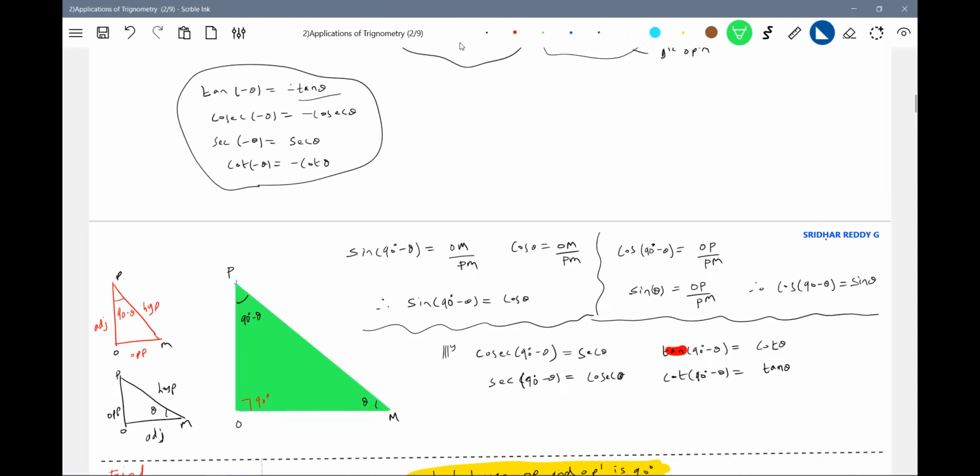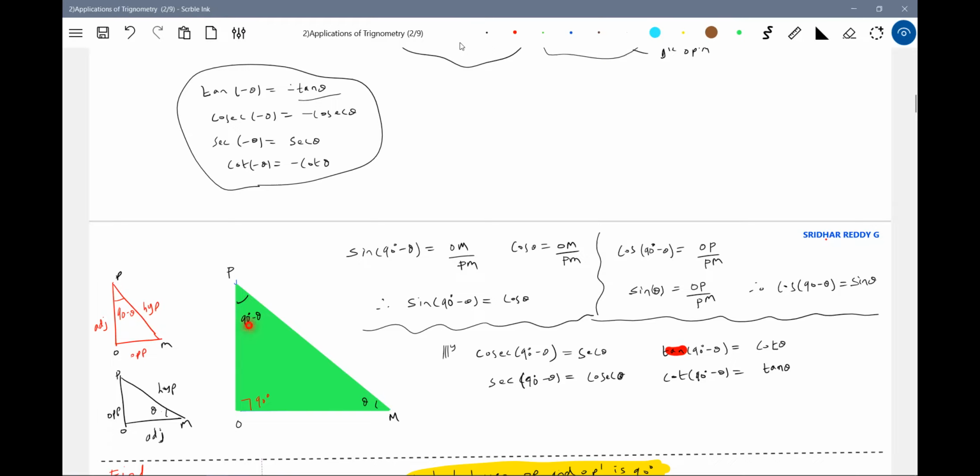Okay, there's a triangle. Are you seeing this triangle? Yeah, then in this triangle, what we define is, let angle PMO be theta. Then there's a right angle triangle, so this will be 90 degrees. Then the other angle should be 90 minus theta, because the sum of all three angles in the triangle should be 180 degrees.